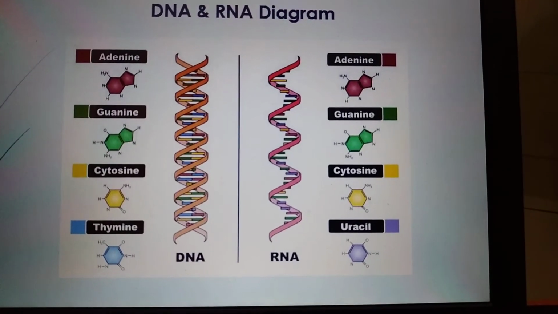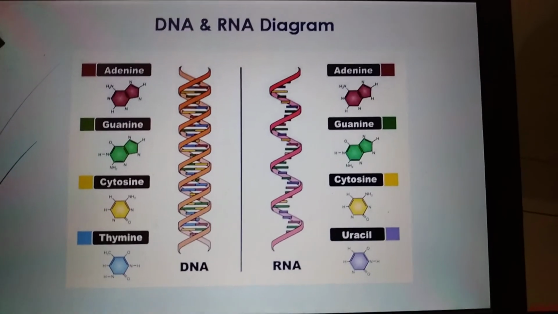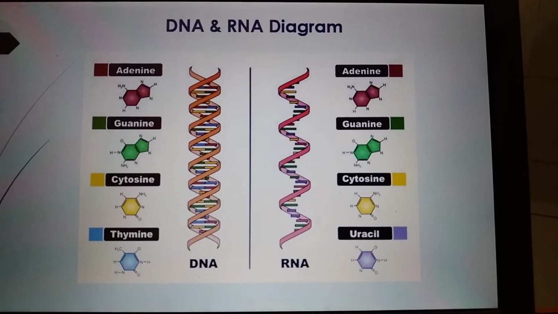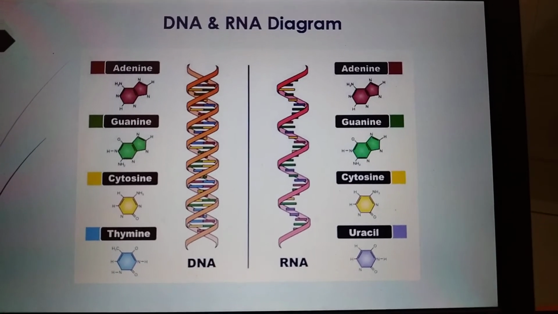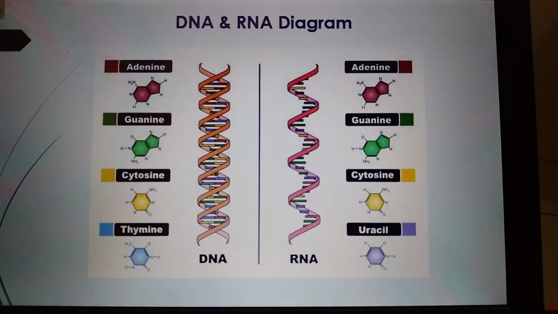This is the diagram showing how DNA and RNA look, as we have discussed in the distinction. DNA consists of 4 bases: adenine, guanine, cytosine and thymine. Only in the case of RNA, thymine is replaced by uracil.